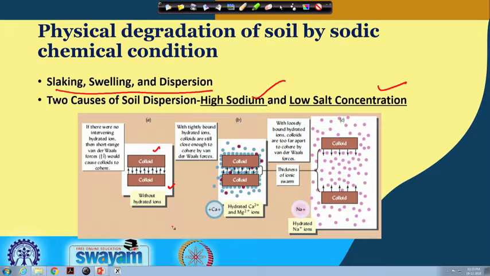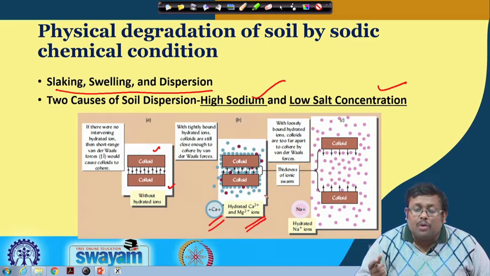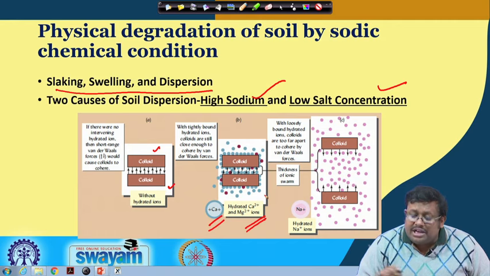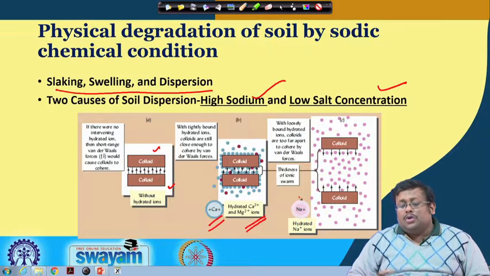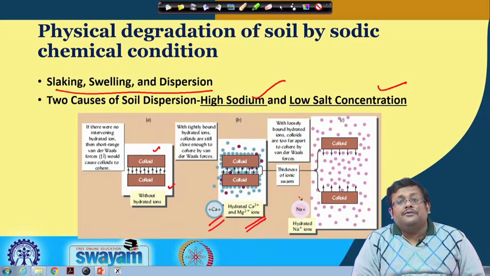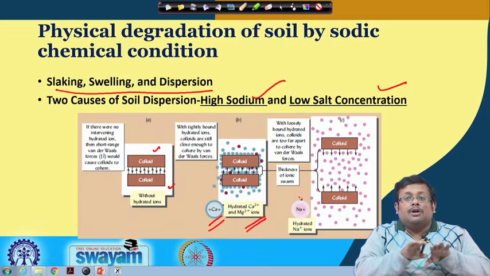So the van der Waals force will dominate in the absence of any hydrated ion. When tightly bound hydrated ions like calcium are present, colloids are still close enough to cohere by van der Waals forces. So the presence of calcium can produce soil coagulation. However, when loosely bound hydrated ions like sodium are present, colloids are too far apart to cohere by van der Waals force, and as a result there is complete dispersion.